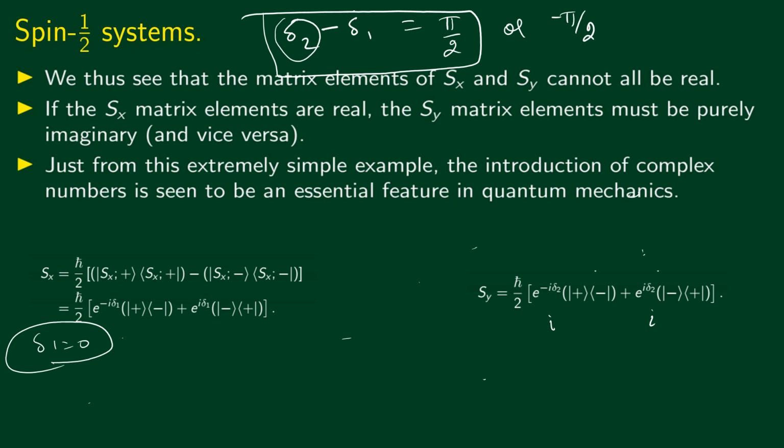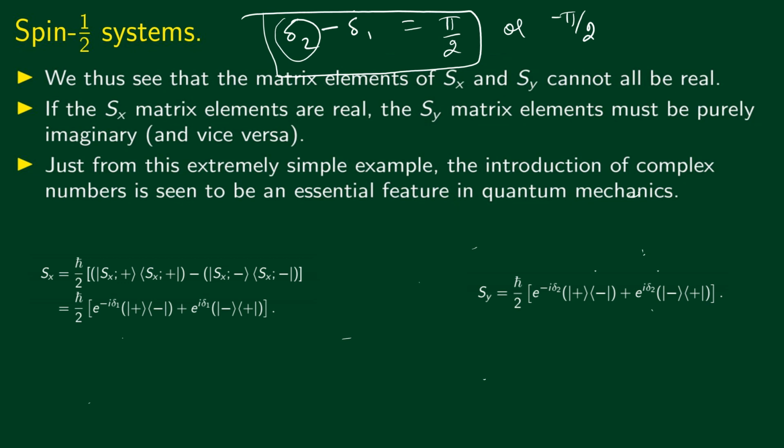Right? So if the matrix elements of Sx are real, you cannot have the matrix elements of Sy be real. So either you should have both matrix elements of Sx and Sy imaginary. The best we can do is make the matrix elements of one of the operators real, and then the matrix element of the other operator has to be imaginary.